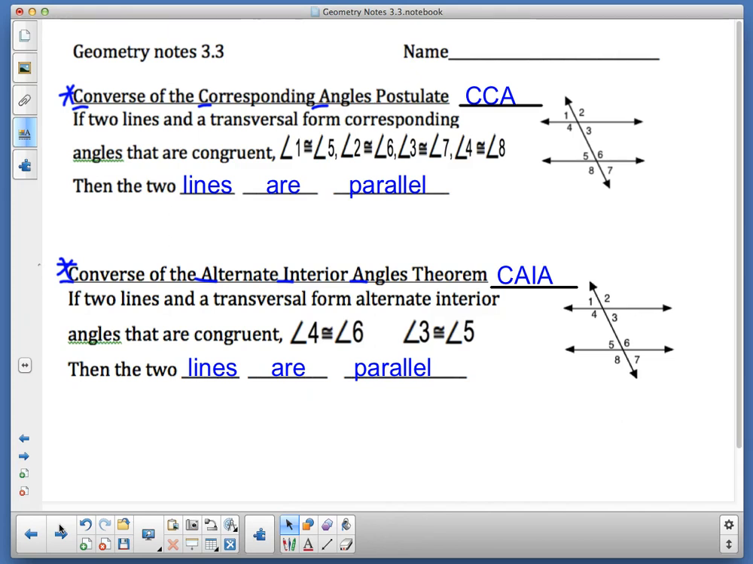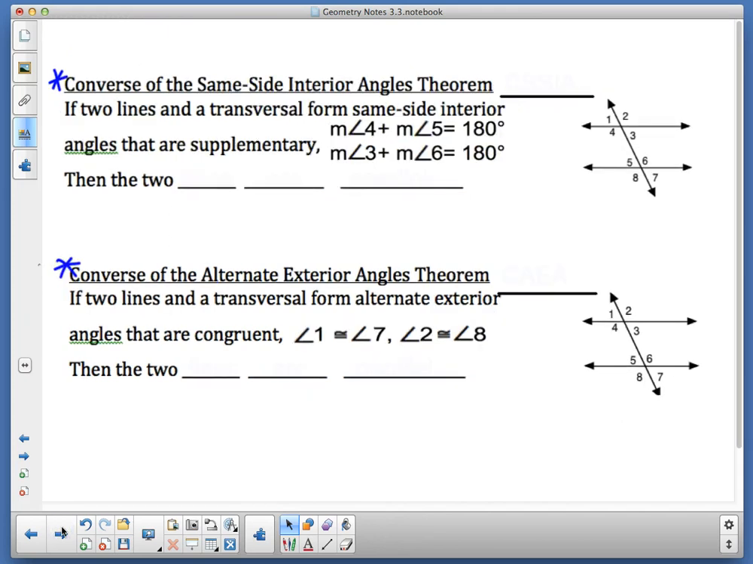Okay, as we're going through this, I want to make sure you recognize converses. They're used to prove lines parallel and nothing else. On this next one, same idea as we step through. Make sure you're comfortable with what's happening.